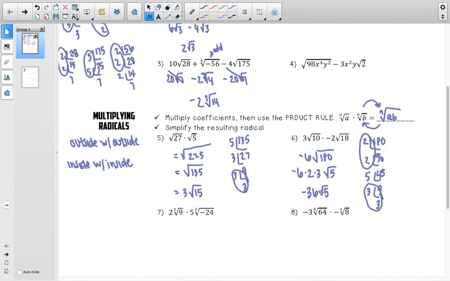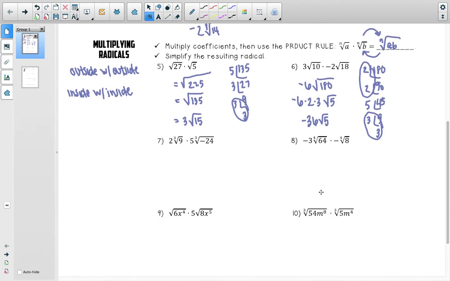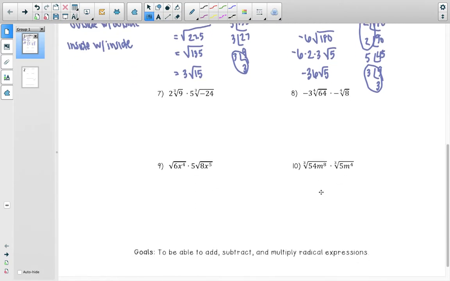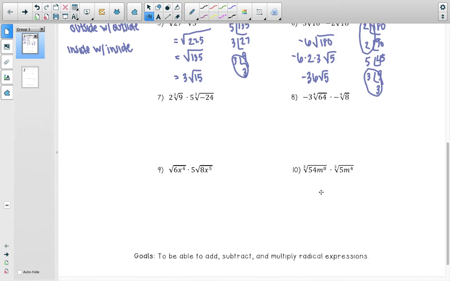I'm going to go ahead and do 7 with you, but I'm not going to do all of these. I don't think it's necessary. We've done radicals for quite a bit. So I'll do number 7 and 9 with you. But I'm not going to do 8 and 10.